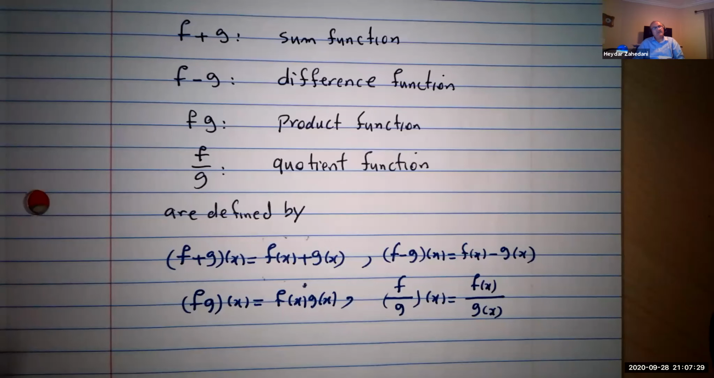Of course, the domain is going to be the common domain, the domain of f and the domain of g. So x must be in the domain of f and x must be in the domain of g. It's just the intersection of the domains. We can take care of the domain later. In the case of the quotient, you must be careful because the denominator cannot be zero. So these are the types of operations that we have.